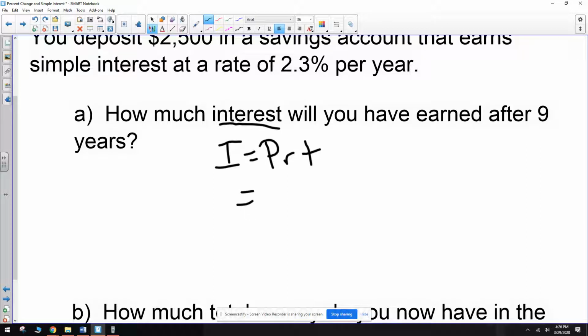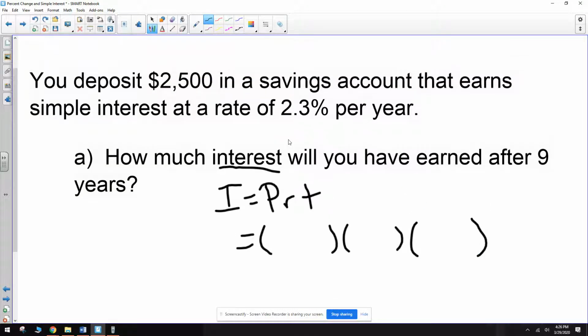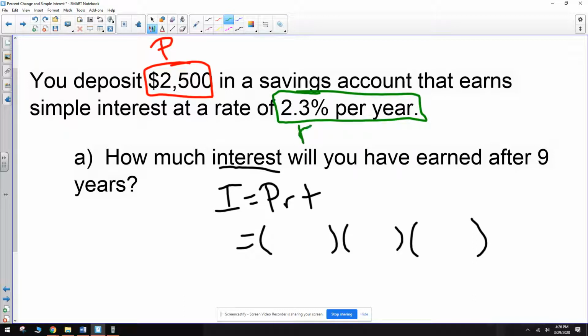So we're going to fill in our principal amount. We're going to fill in our rate, our percentage. Okay, our rate and our time. All right, so in the problem, I need to figure out what is my principal, what's my rate, and what's my time. So if I read it again, you deposit $2,500 in the savings account. That's my starting amount. Okay, my starting amount is my principal, so that's my P. Okay, and then it earns simple interest at a rate of 2.3% per year. Okay, my percent is my R. Okay, but I have to change it to a decimal.